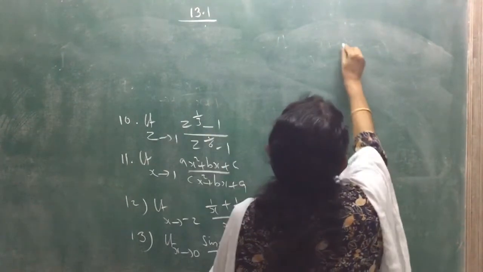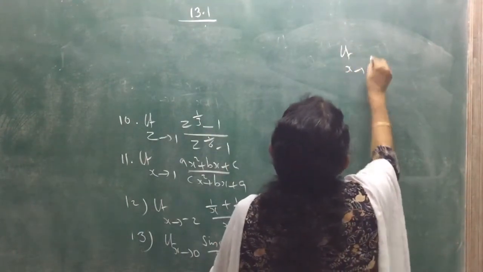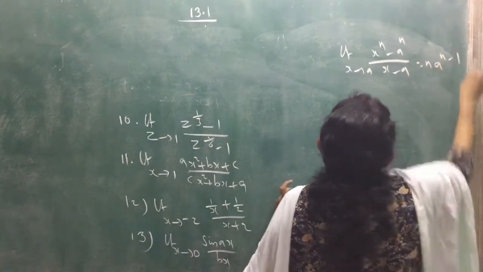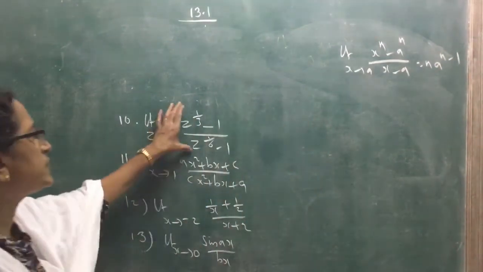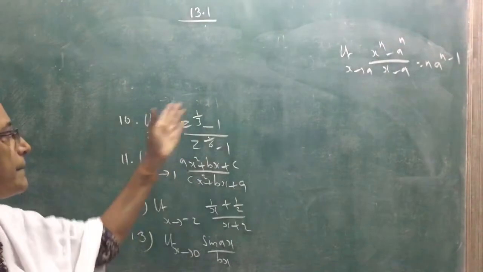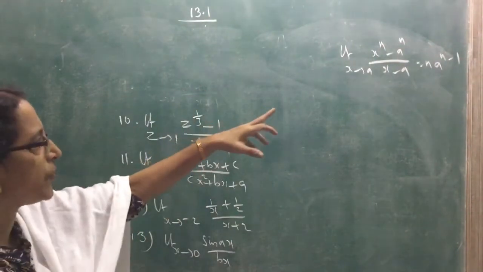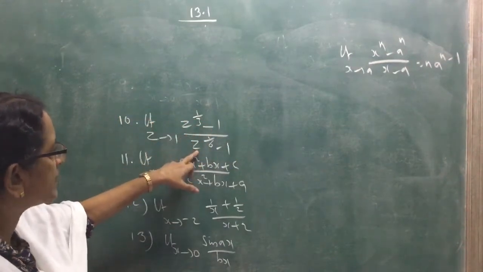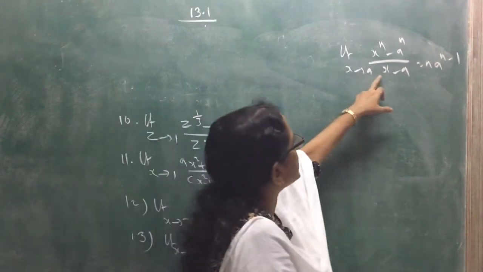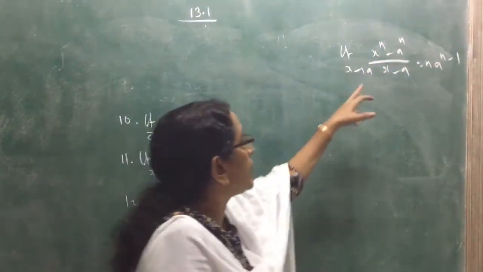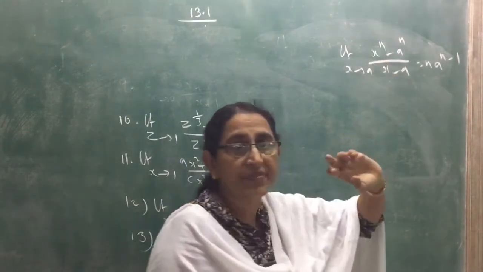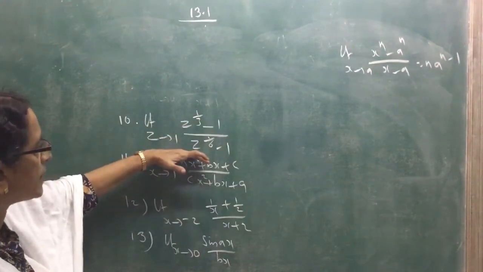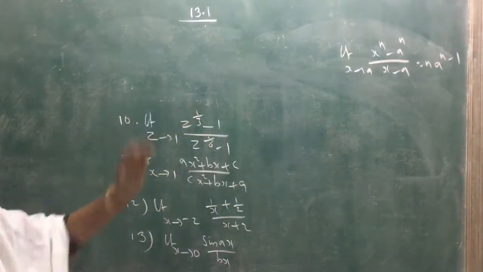So the standard formula is limit x tends to a, x raised to n minus a raised to n by x minus a, equal to n into a raised to n minus 1. So we can convert this into that form. So first write that form and compare with that. It is not in that form. See here, in the denominator, x raised to n minus a raised to n divided by x minus a, there is no power for x here. So what we can do is divide numerator and denominator by z minus 1, so that we can apply the standard formula.